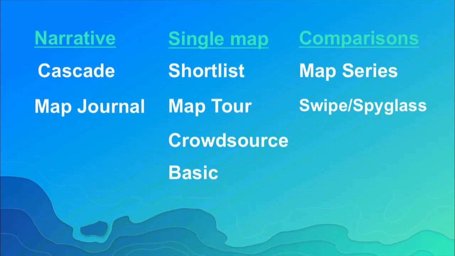We have 8 templates, and I know a lot of you have worked with a lot of them. I just want to run down the names in case you're a map journal only person. So these are our 8 templates. They roughly break down into 3 categories. The narrative ones are Cascade and Journal. There are 4 that are based around a single map: Shortlist, Map Tour, Crowdsource, and Basic. And then there are 2 that do comparisons between maps: Map Series and Swipe Spyglass.